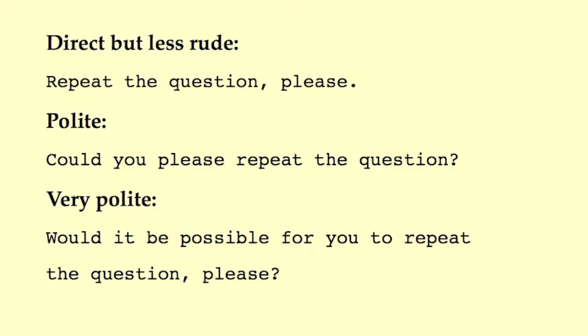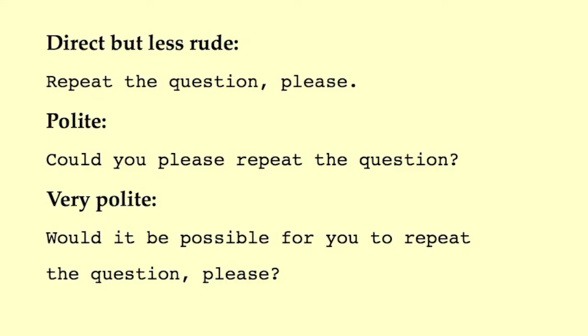In my very first lesson, during a recent volunteer teaching experience, one student said, "Repeat the question." Well, that's fine, I thought. Her meaning is clear, so I repeated the question. But then I taught her and the other students a range of more polite ways of making such a request.